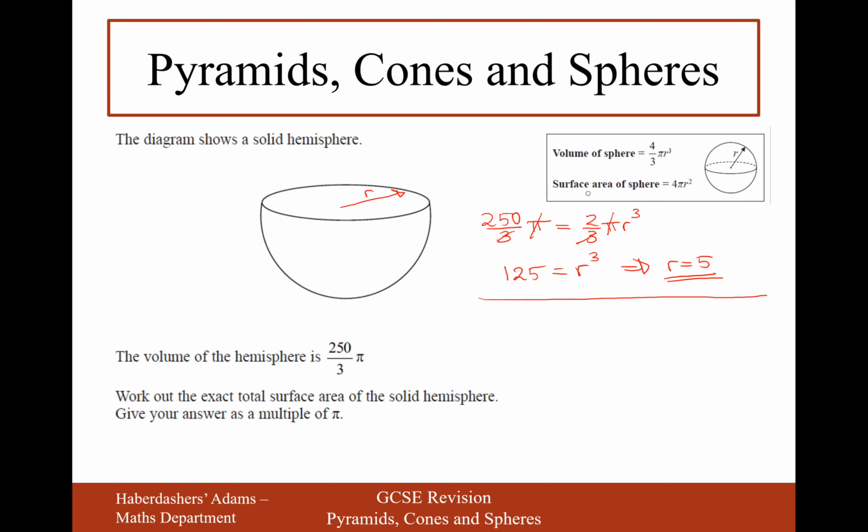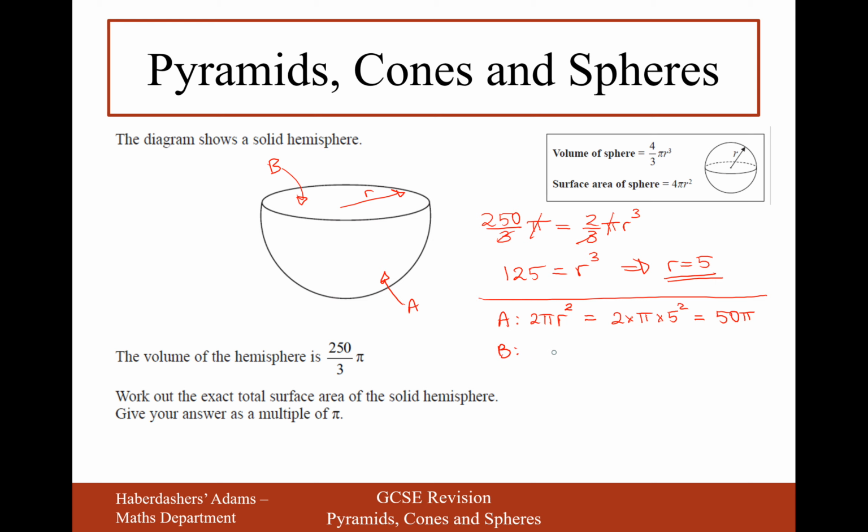So I'll work out the curved surface area of the shape first. That's for the whole sphere, so I need to divide this by 2. So for section A here, I'll put section A and section B. For section A, it's going to be 2 pi r squared. So that's 2 times pi times 5 squared. Now 5 squared is 25 times 2 is 50. So it's 50 pi on the section A there.